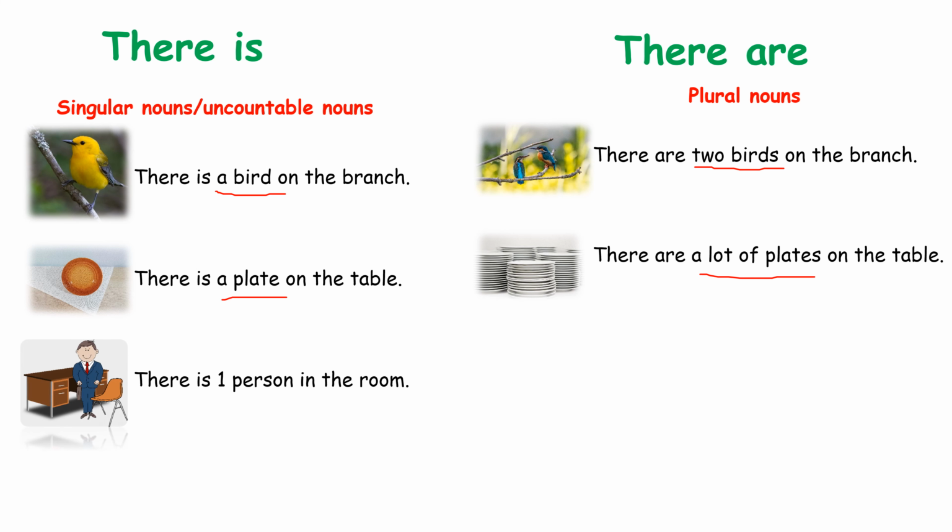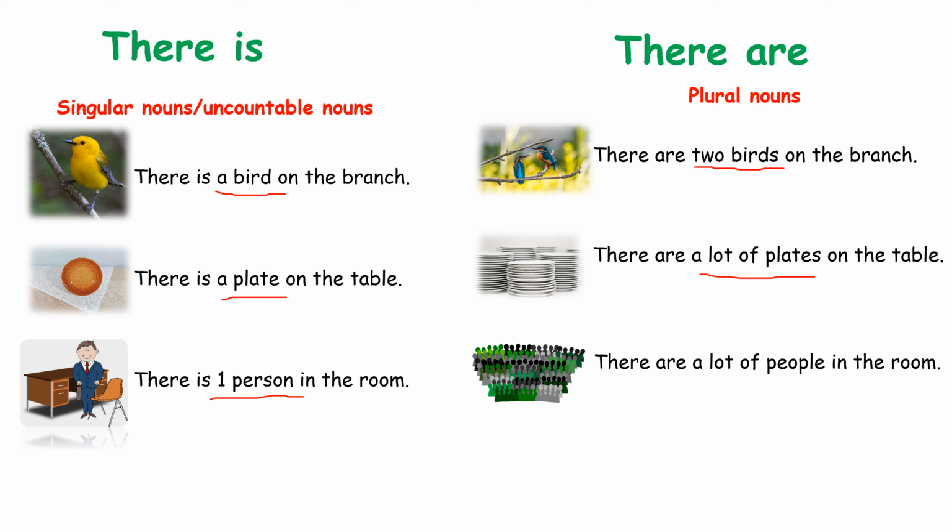There is one person in the room. Here, once again, we say there is because the noun is in the singular form. There are a lot of people in the room. Here we say there are because people is a plural noun.